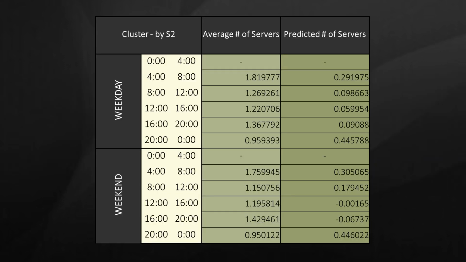Looking at the table, we see that our values for the predicted number of servers are quite small, with 2 values in an undefined range. Our weekend clusters in between 12 p.m. and 4 p.m. and 4 p.m. to 8 p.m. There is a condition that our predicted number of servers must be greater than or equal to 0 and must not exceed the maximum number of servers that exist.